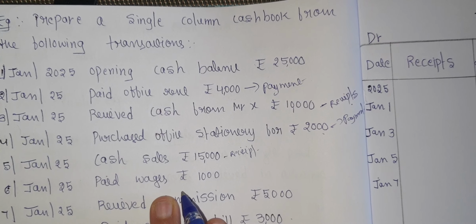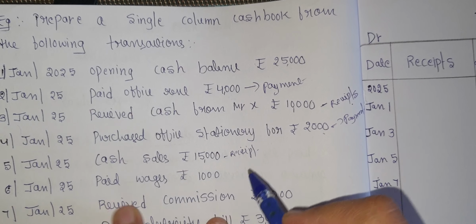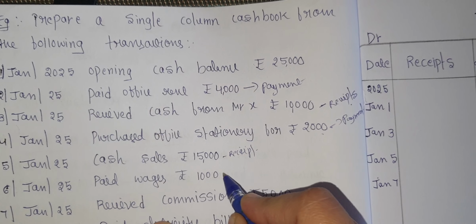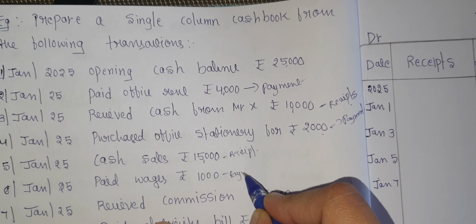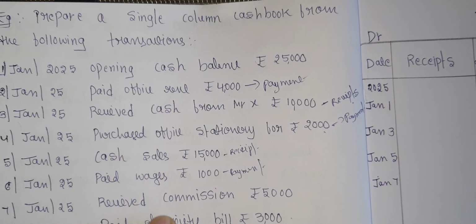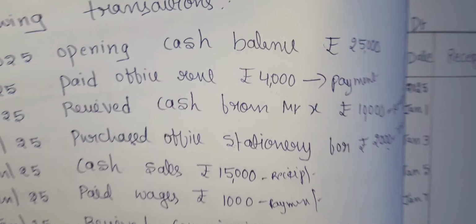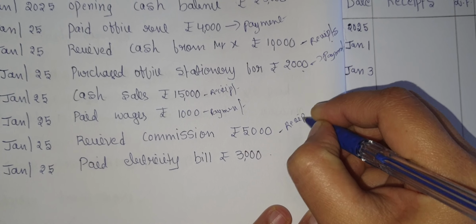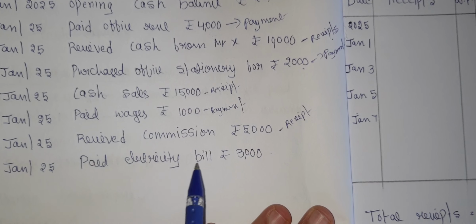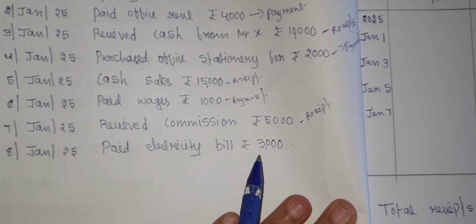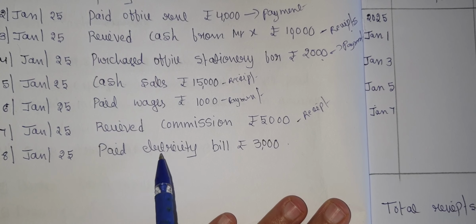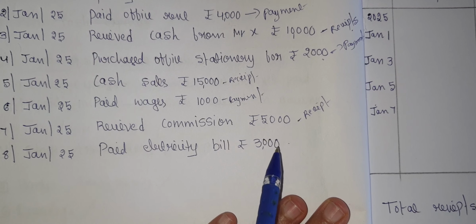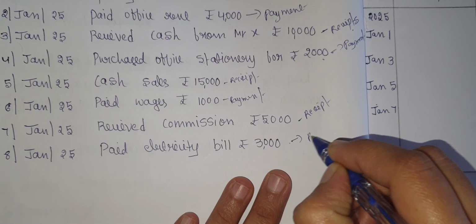Next one, paid wages. Paid wages means payment of wages. Next one is received commission. You are receiving the commission, it comes under receipt side. Next one, paid electricity bill, that is rupees 3,000. On 8th Jan 25 you paid electricity bill, that is rupees 3,000, means it comes under payment side.